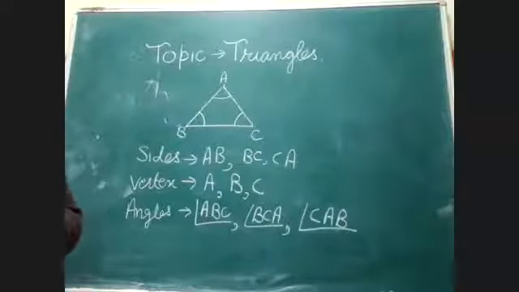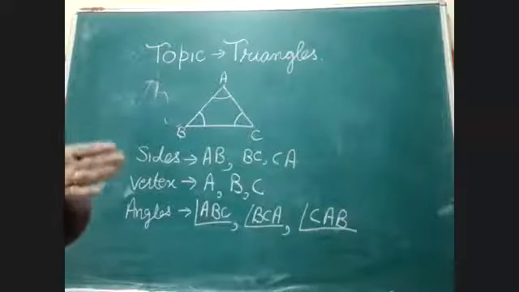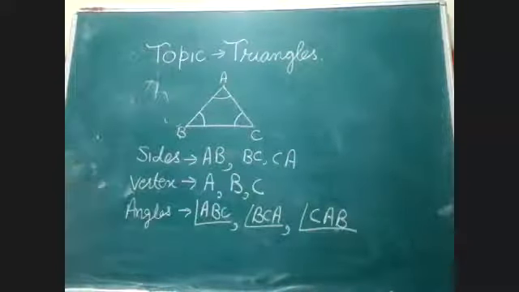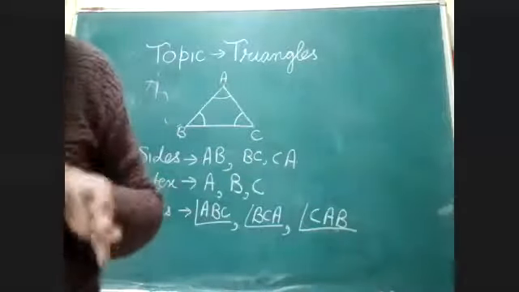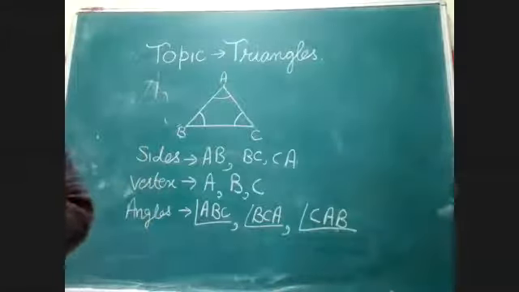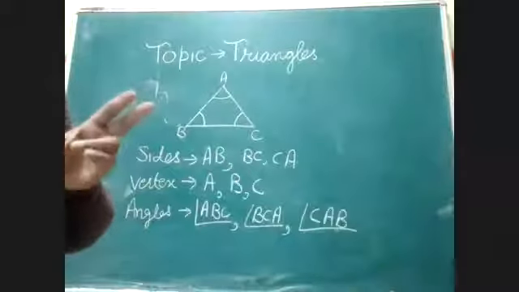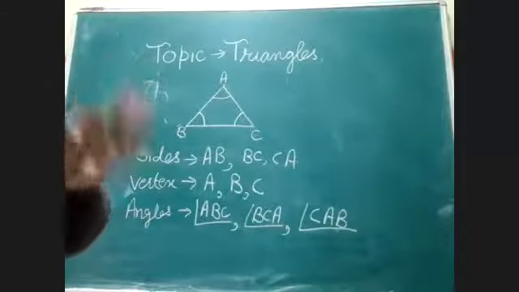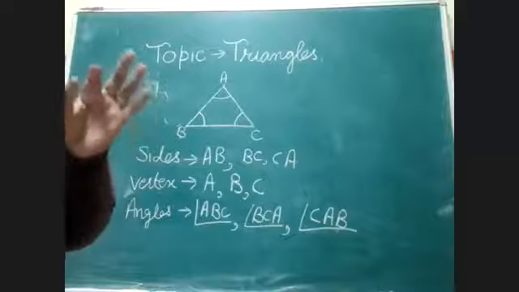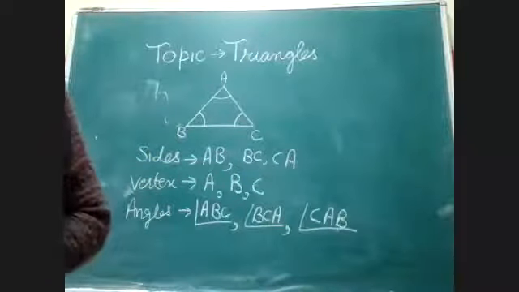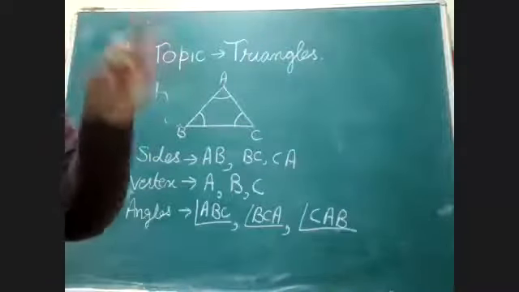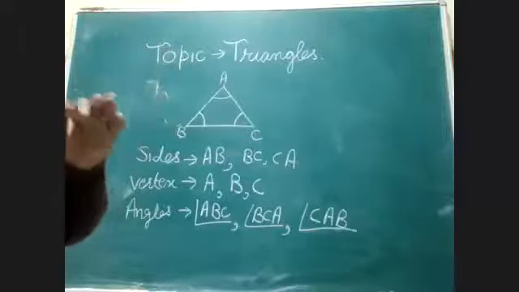Clear, students? Next is classification of triangles. Classification of triangles means types of triangles. We can classify the triangle in two ways. First, on the basis of sides. Second, on the basis of angles.